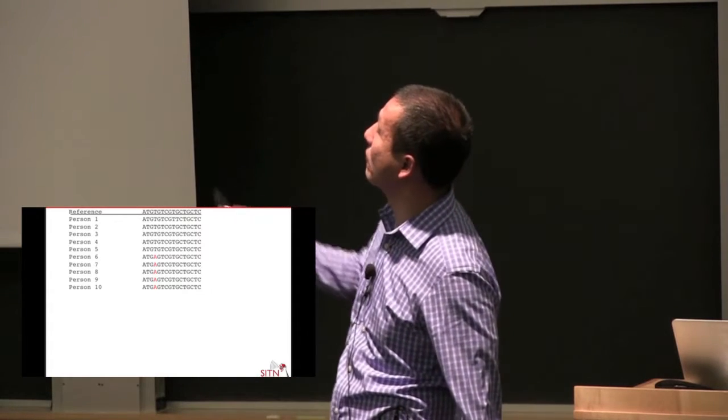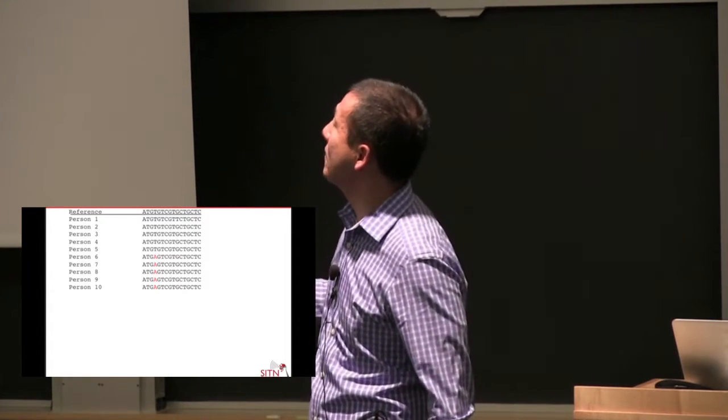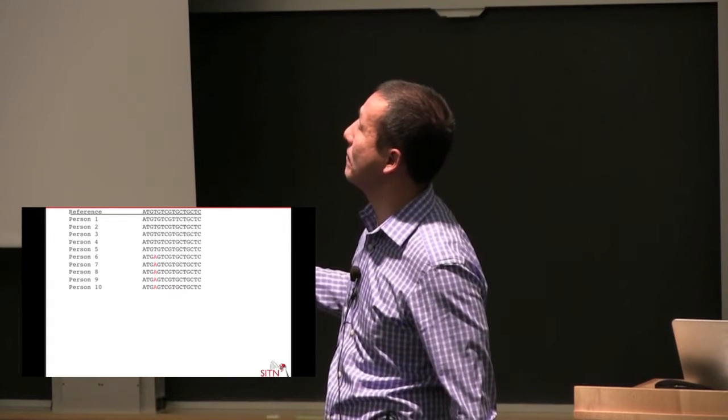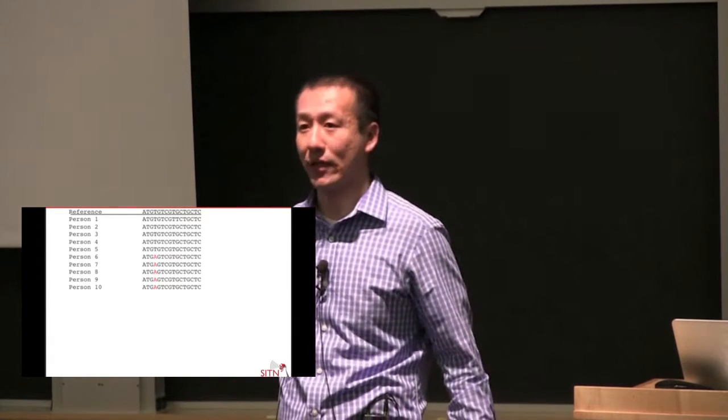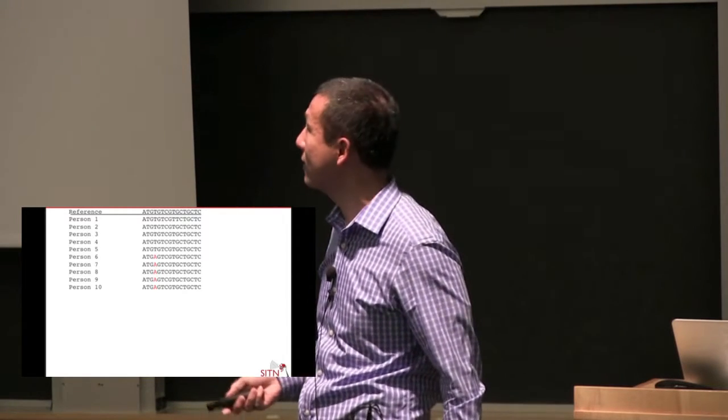And I'm looking, again, people are largely the same, except at this 4th position. Again, here half the people have a T and half the people have an A. So again, this is a common genetic variant. Half the people have the T, half the people have non-reference.